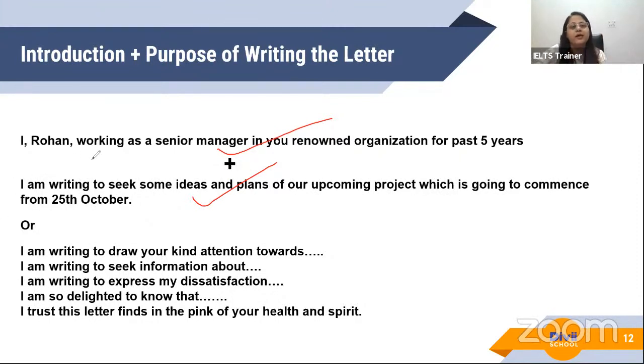So overall, for example, the letter is all about, you need to write a letter to the manager asking about the new or upcoming project that is going to be started in the near future. And you want some advice, you want to know about the plans and various ideas about the new project. So you will be writing the letter to the manager and asking, okay, what we are going to do next. So it's all about Rohan working as a senior manager. That would be the introduction statement of yours. And then you will be writing the purpose. That would be in just one statement.